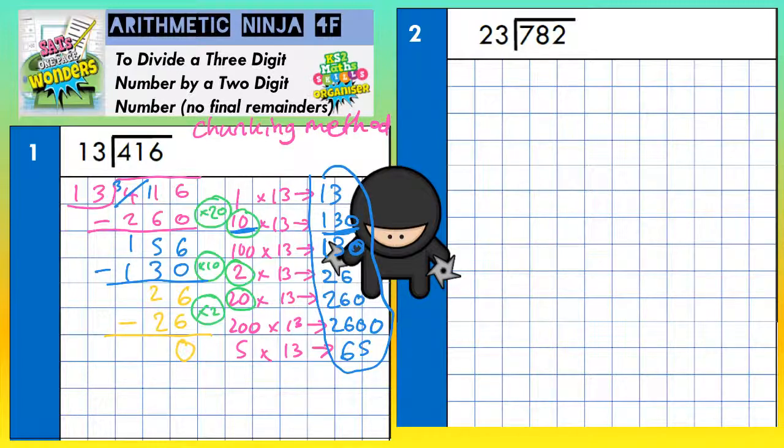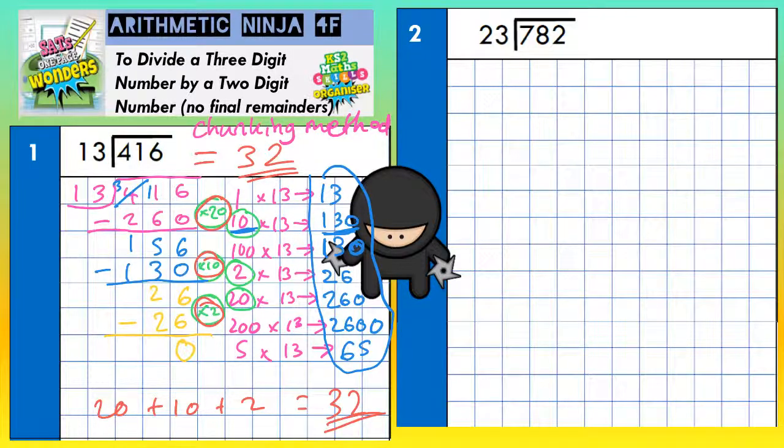Once we're down to 0, or as low as we can go, all we've got to do then is add up our chunks. Well, we've got a chunk of 20, a chunk of 10, and a chunk of 2. So 20 plus 10 plus 2 makes 32. We just need to add up the chunks. So therefore, that is 32 lots of 13 that make 416. So 416 divided by 13 equals 32. Final answer for question 1.